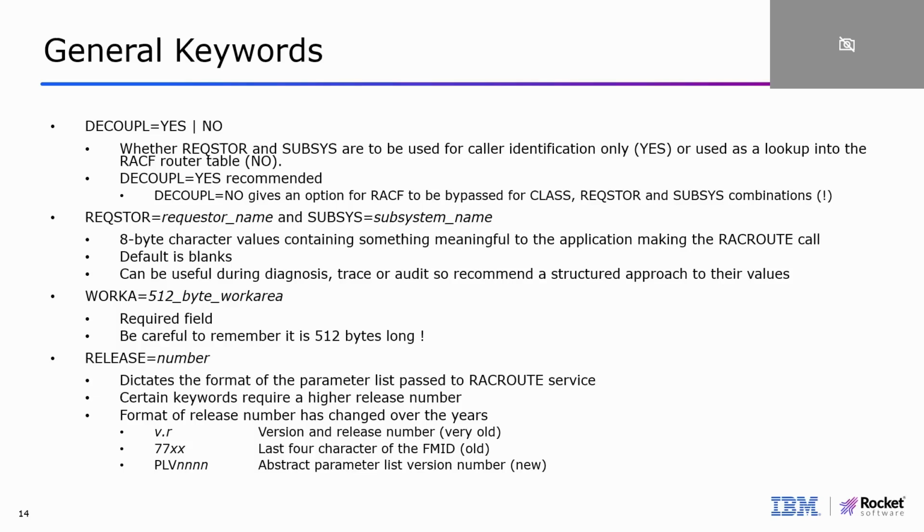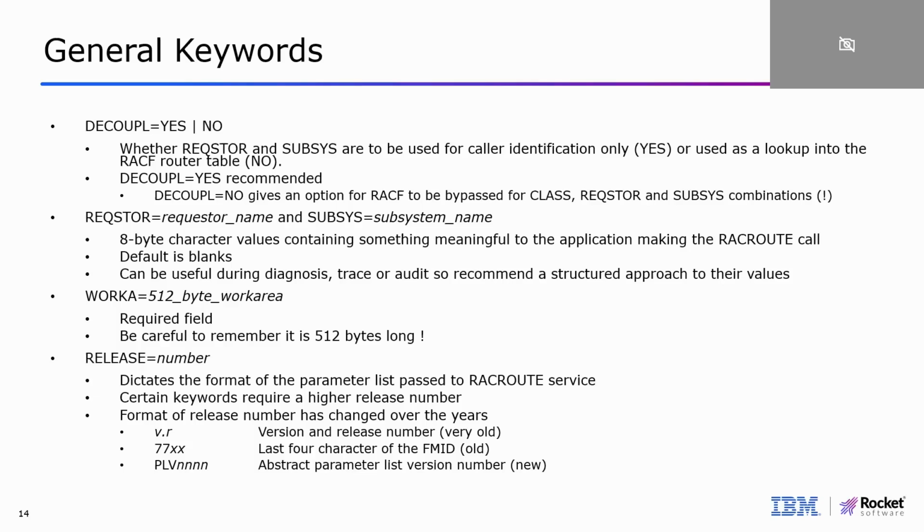You are going to have to supply to RACROUTE a 512-byte work area. Okay? This is a required field. Be careful to remember, it is actually 512 bytes long, okay? Not 256, not 32. Very easy to get that wrong, okay?